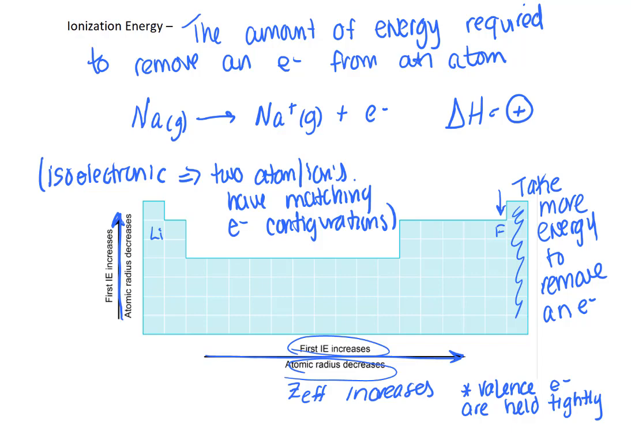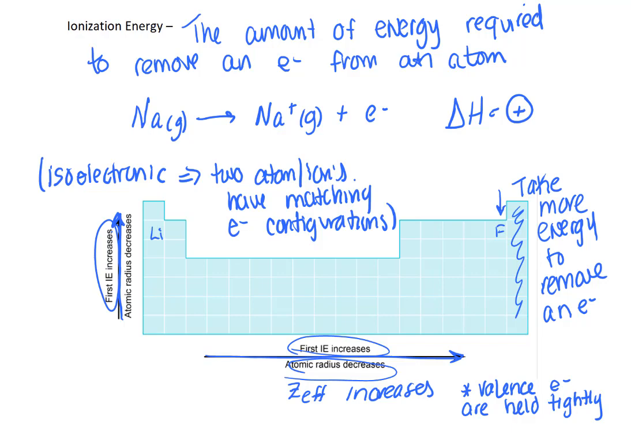So as we're looking at a column, your atomic radius is smaller at the top of the column. And remember that if your atomic radius is smaller, that means that your electrons are more tightly held. And if the electrons are being held on really tight to that positive nucleus, then it's going to take a heck of a lot more energy to pull off that electron.